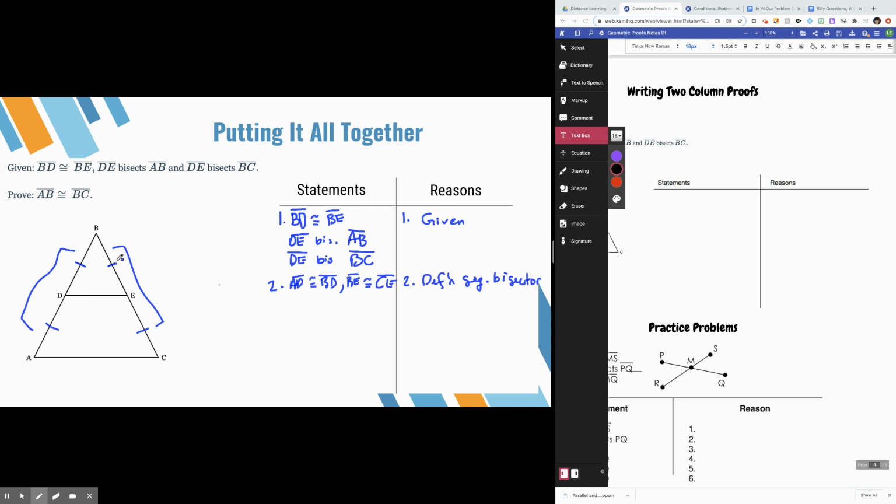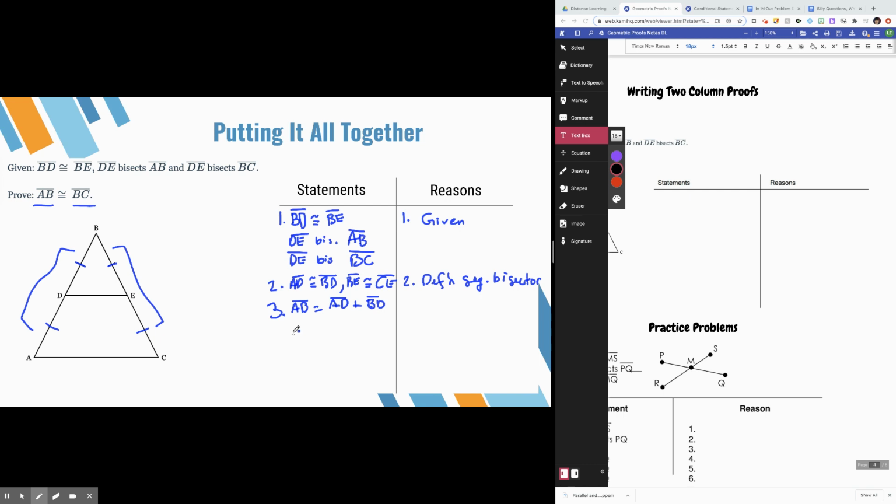But I don't really have any way to write AB right now. I have to introduce both of these line segments somehow, AB and BC, right? And the easiest way to do that is to write an equation where you have some segment addition going on, right? So I'm going to write a segment addition equation that line segment AB equals AD plus BD.